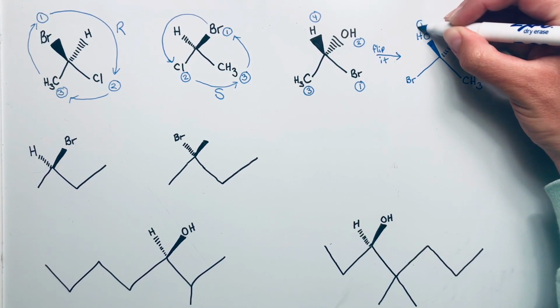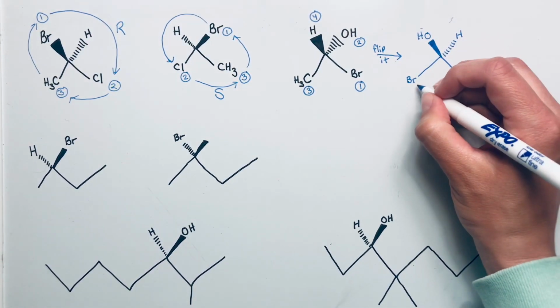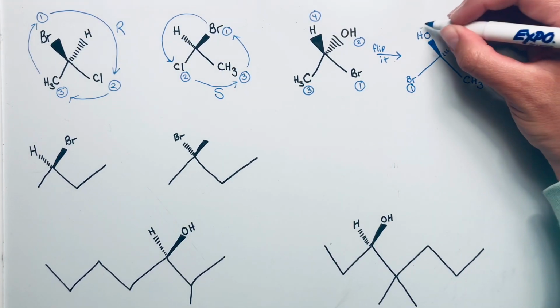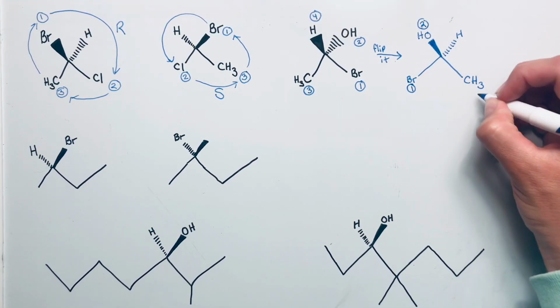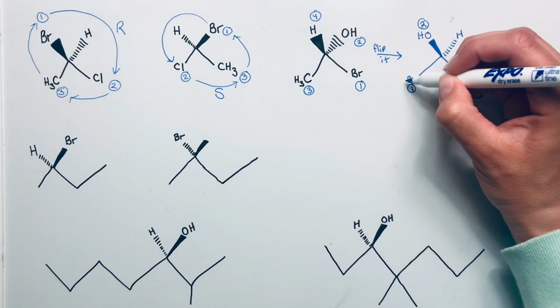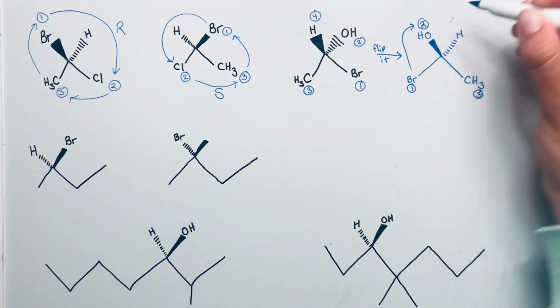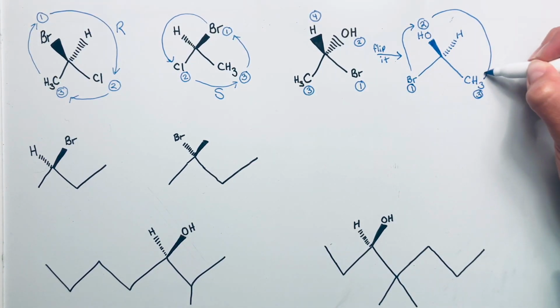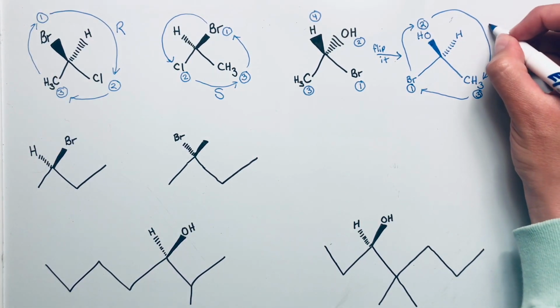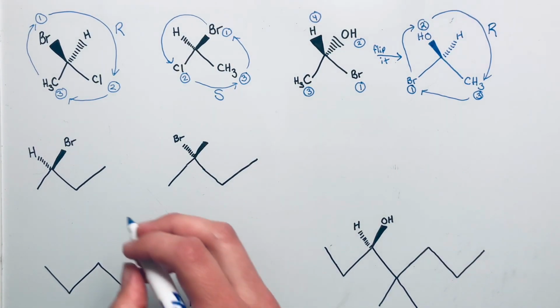Same thing. Relabel it 1. Oops, that's not 1. Don't do that. That's wrong. 1, 2, and 3 down here. Okay, so you see 1 is going to go to 2, going to come all the way around to 3, and back around. So this is clockwise. This is going to be R. Awesome. Okay, coming down here.